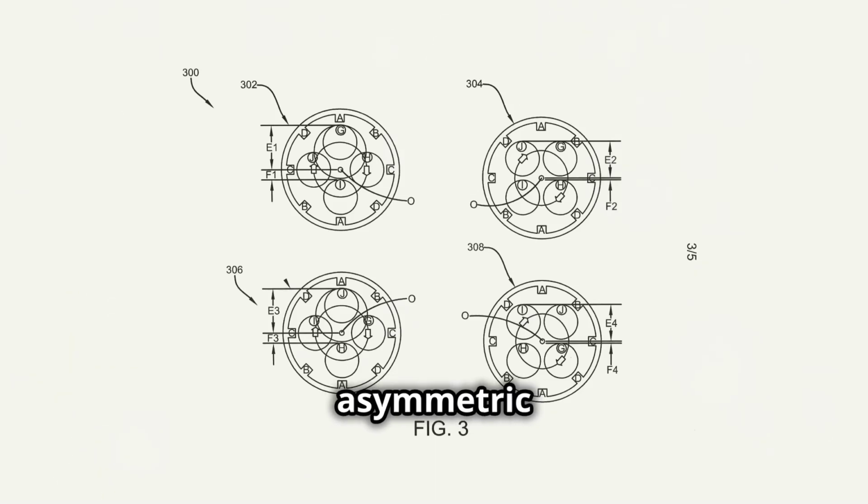304 displays asymmetric eccentric mass loads J and G, distance E2 from the center axis of rotation. Asymmetric mass loads I and H are distance F2. 306 displays eccentric mass load J out furthest from the center axis of rotation, and asymmetric eccentric mass loads I and G are located at distance E3 from the center axis of rotation. Asymmetric eccentric mass load H is distance F3 from the center axis of rotation.